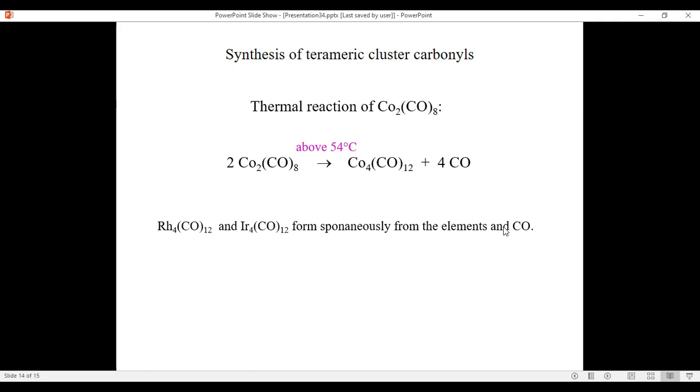One can also make the higher homologues, the rhodium and the iridium, and these even form spontaneously from the elements. Remember, when we discussed the carbonyls of group 9, we said we can make the dimeric cobalt carbonyl, but not the higher homologues, and that's because the higher homologues actually tend to make the tetrameric clusters directly, with 15 valence electrons in each fragment. All right.